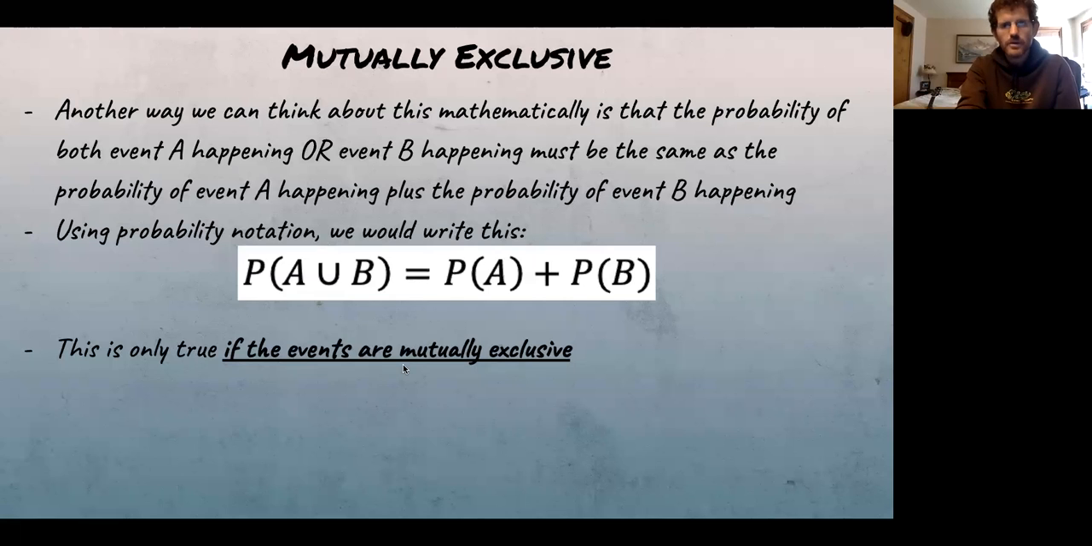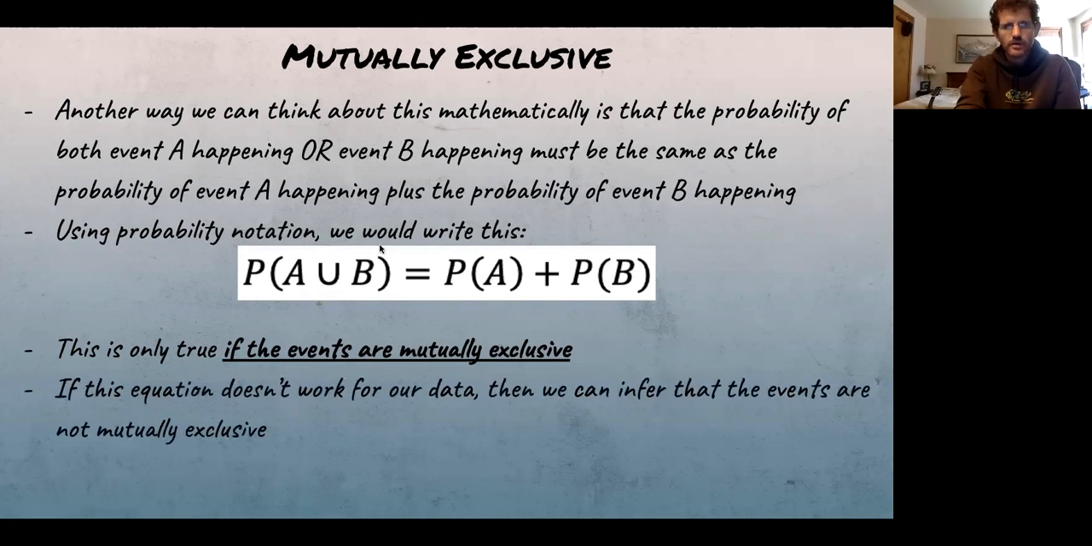So here's how we can use this. We can use this in reverse. So let's say that we already know the probability of A or B happening. We know the probability of A, and we know the probability of B. If we know these three numbers, we can just plug them into this formula. If it all checks out, then they're mutually exclusive. If it doesn't check out, then they are not mutually exclusive.